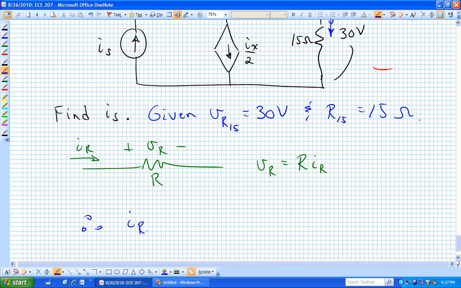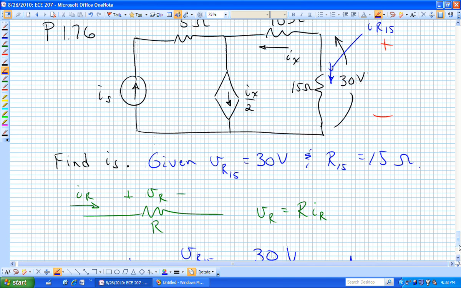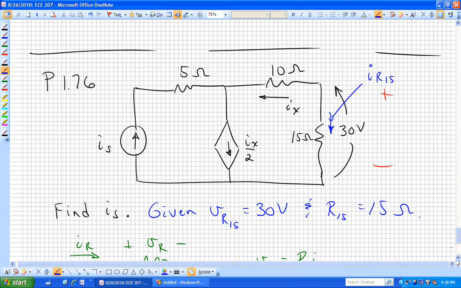Therefore, I sub R15 is equal to V sub R15 divided by R15. But V sub R15 was given as 30. R sub 15 was given to be 15 ohms. And we now know that I sub R15, that I've labeled, I introduced that, that's now 2 amps.